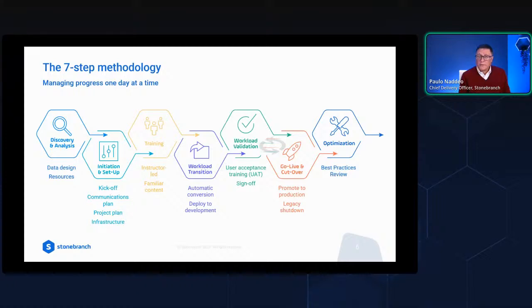Once the workload set is validated, it can be moved into production, and those jobs can be turned off in your legacy platform. Of course, these two steps of our methodology will be repeated as many times as the sets that we defined in the setup of the project, right, in our project plan. Once we are finished with those steps, we go into what we call optimization, right?